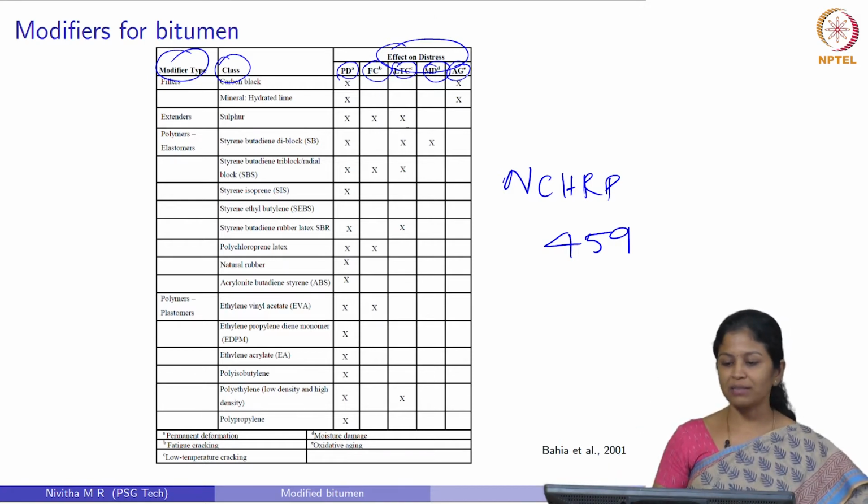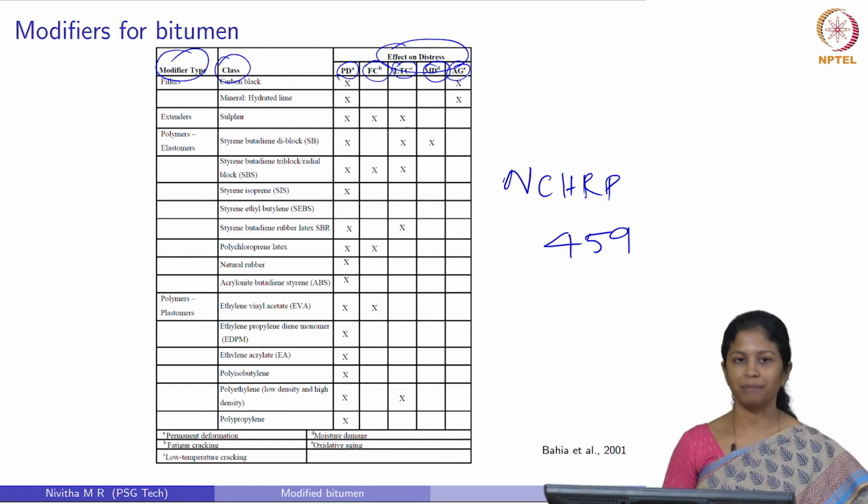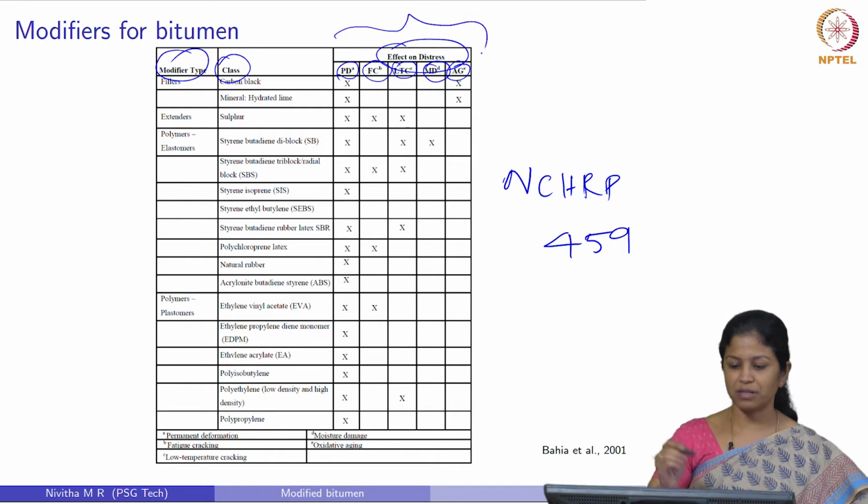Similarly, it also has a positive effect on aging. So what do we mean by a positive effect on aging? Without carbon black, if we have X amount of increase in stiffness on aging, with addition of carbon black, it is going to be something less, say 0.8x or 0.9x, something like that. It is going to reduce the stiffness increase for the base bitumen, right. So that is the information which is given here in this table, which shows the effect on distress.